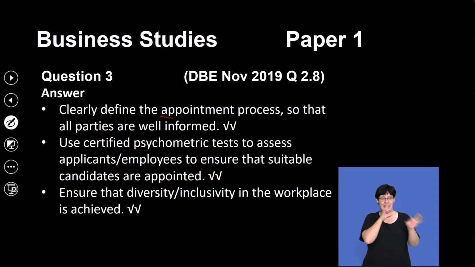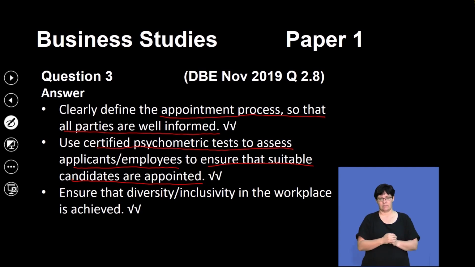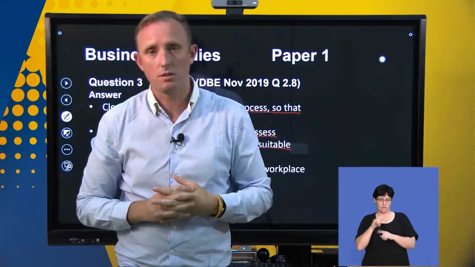Right, clearly define the appointment process so that all parties are well informed, so that there's no miscommunication or mistrust. And we use certified psychometric tests to assess applicants or employees to ensure that suitable candidates are appointed. So you can only use psychometric tests when it is applicable to that industry. So if you're an airline pilot, you're going to have to go on certain tests, right?